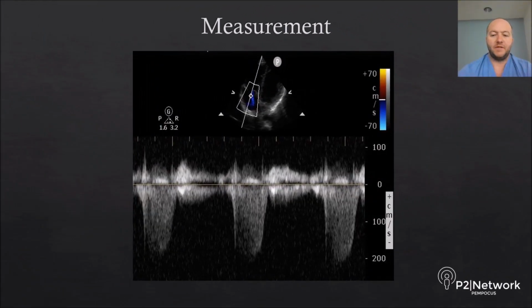The final step in obtaining a tricuspid regurgitant jet velocity is to make the actual measurement. We do this by placing our cursor at the tip of the largest negative envelope. This point will then correspond to a velocity, as can be seen along the right side of your screen. In this image, the velocity is just over 200 centimeters per second.